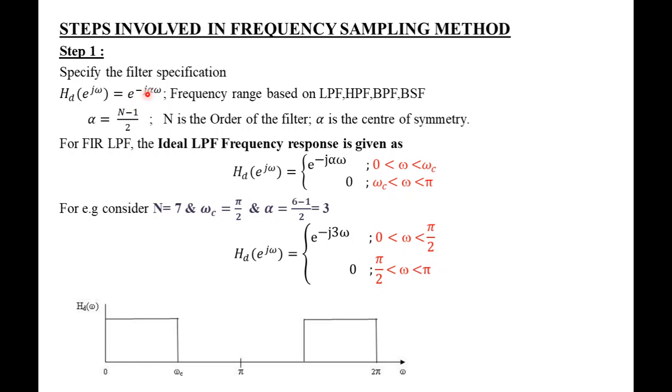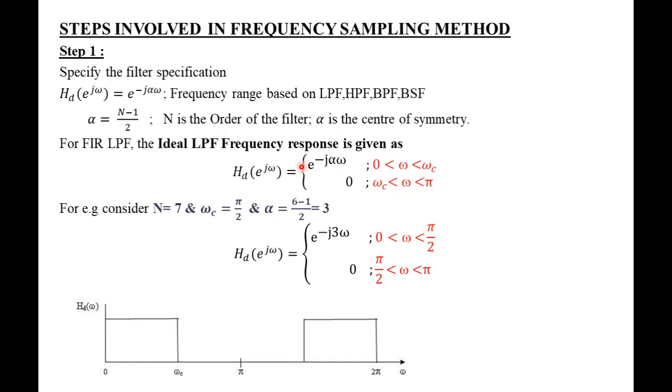It's given as e power minus j alpha omega. So for a low pass frequency response, Hd of e power j omega is given as e power minus j alpha omega for omega between 0 and omega c, where omega c is the cutoff frequency. Alpha is equal to N minus 1 divided by 2, where alpha is called the center of symmetry since we are talking about symmetrical FIR filters.